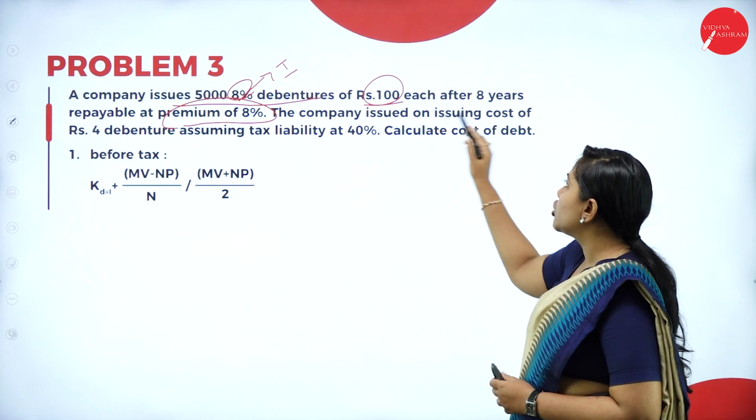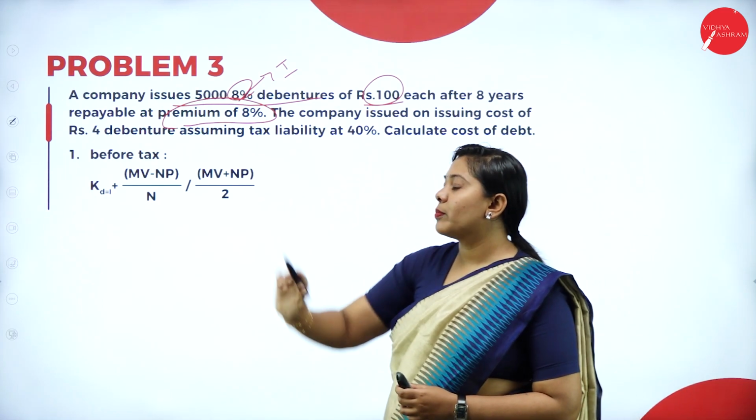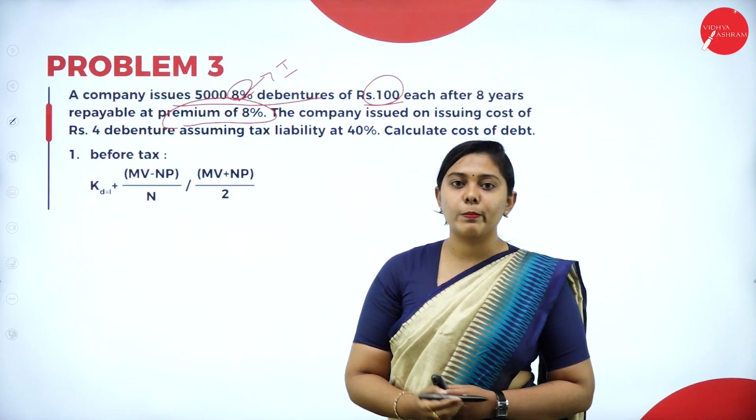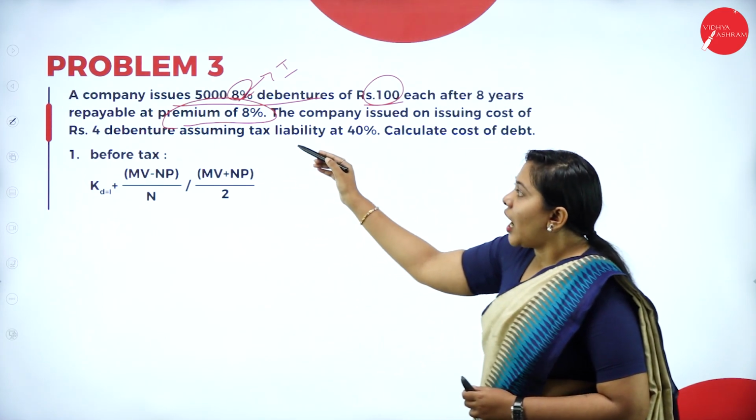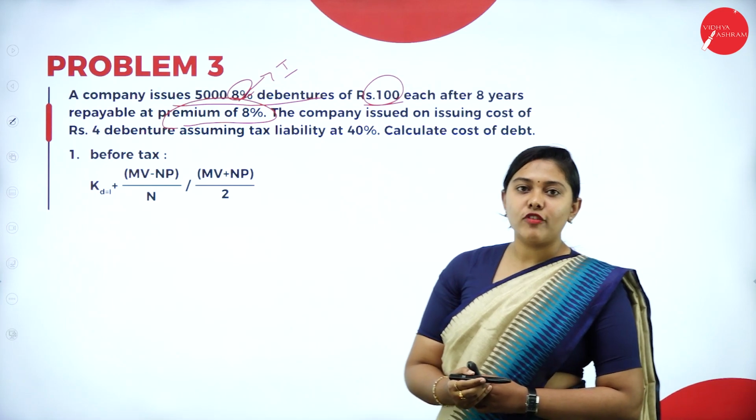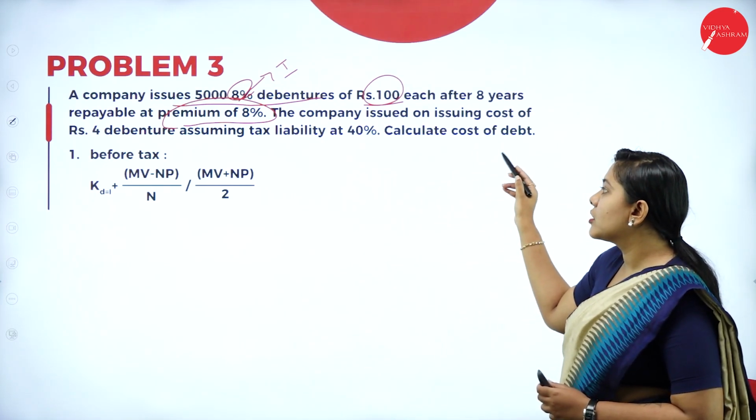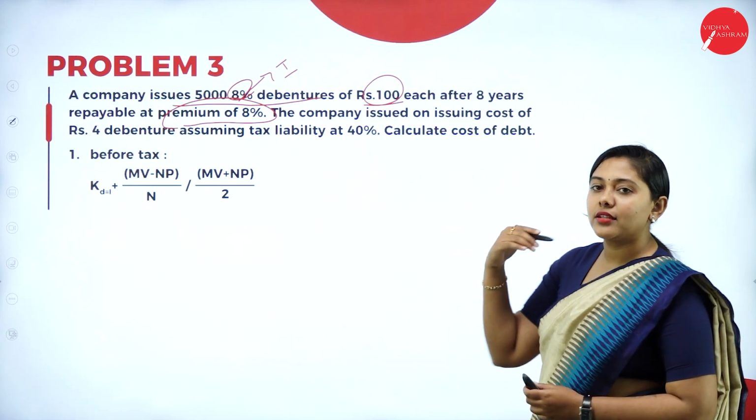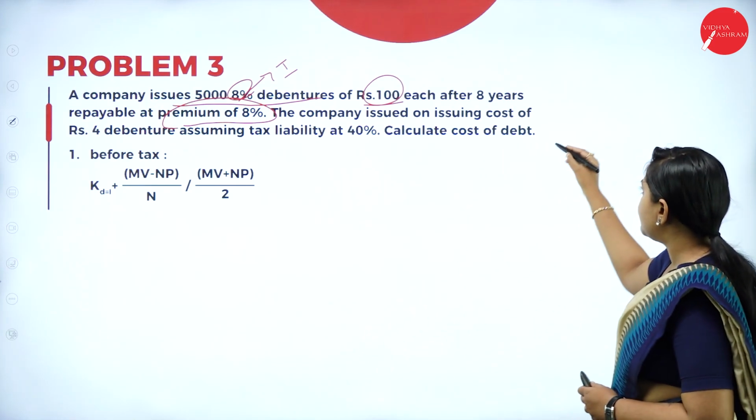So the company incurred an issuing cost of 4 rupees. So while issuing the debenture, the company has incurred 4 rupees as expenses. Assuming tax liability at 40%, calculate the cost of debt before tax and after tax. So let's write down the given first.